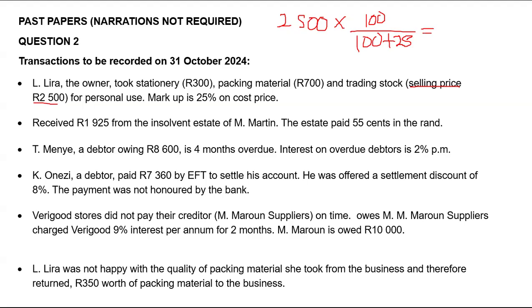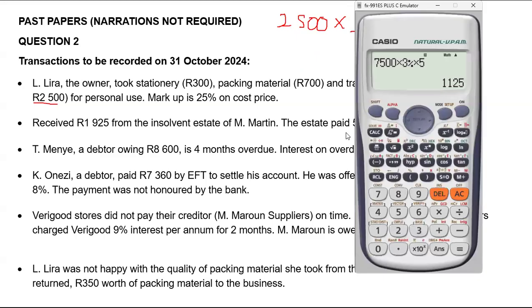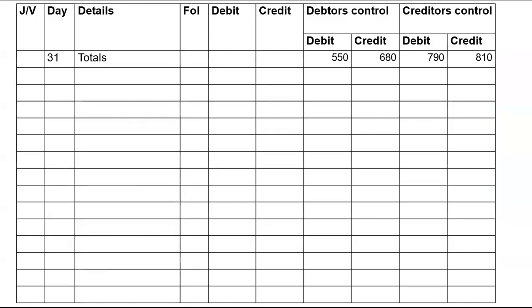How much will that give us? 2,500 multiplied by 100 divided by 100 plus the markup, which was 25. It'll give us 2,000. Going back to the entry, we credit stationery cost price, we credit packing material cost price, we also credit trading stock at cost price, which is calculated, which is 2,000 Rand. And that'll be your drawings value, the sum of all of those. Again, underline to show that the transaction is complete.